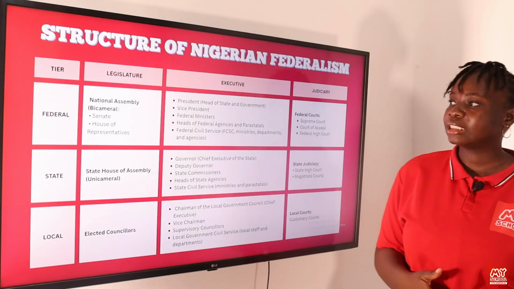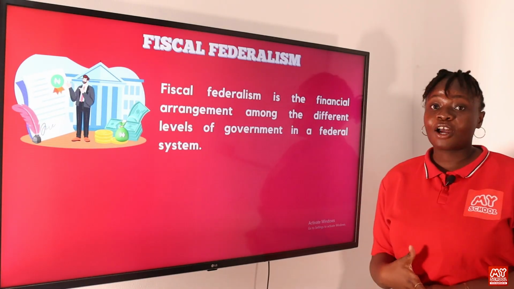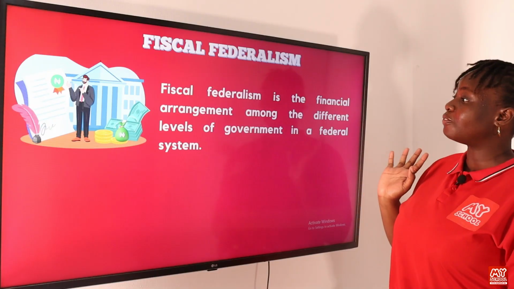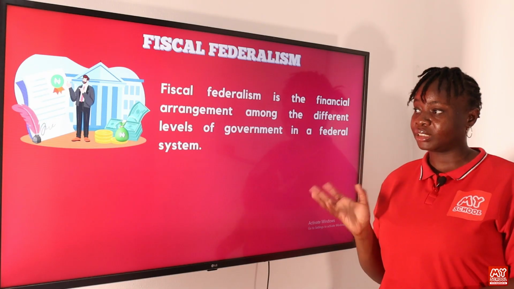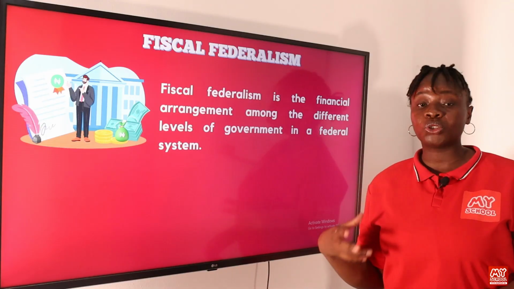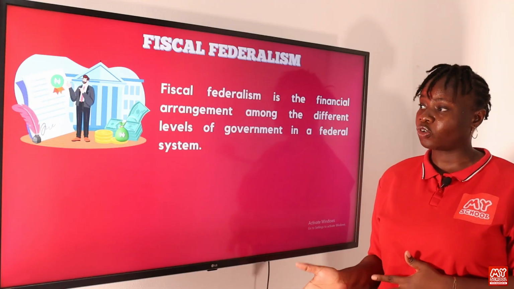Now let's move on to the next slide. Okay, now we're going to discuss the concept of fiscal federalism. Fiscal federalism is the financial arrangement among the different levels of governments in a federal system. So here we're talking about how money is distributed among the various tiers of governments.